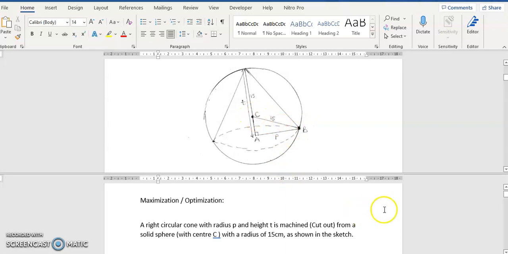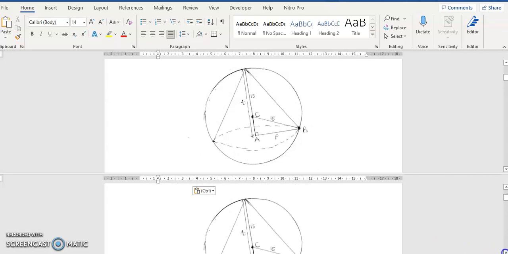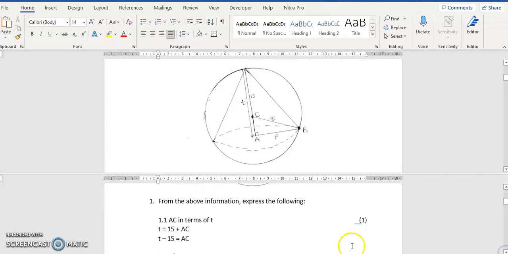Now the question is saying we should first, from the above information, express the following: AC in terms of T. They want us to express AC, this AC, in terms of what? T. How are you going to do that?